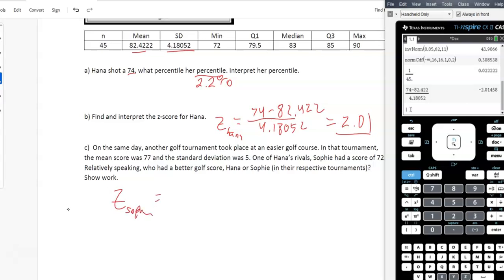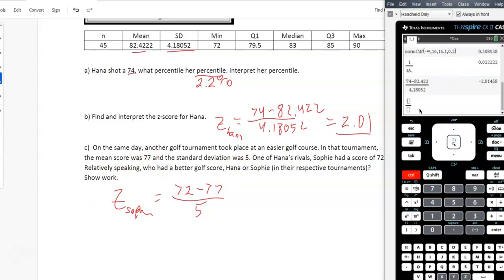Okay, so her score was, let's see, she had a 72. 72 minus 77, all over the standard deviation of 5. Okay, so let's figure out her z-score. So it seems like she did better, right? 72 minus 77 all over 5, and you get negative 1. Ooh, negative 1. She's only 1 standard deviation below the mean.